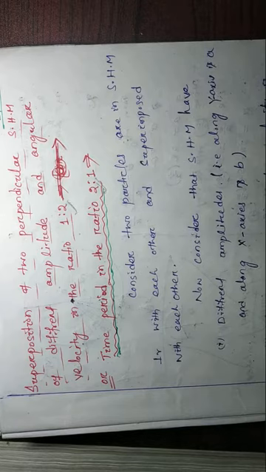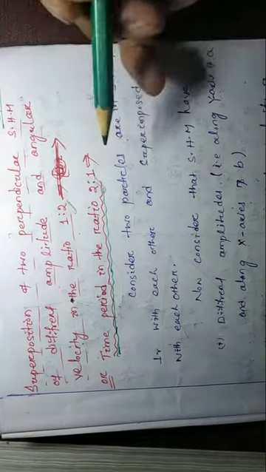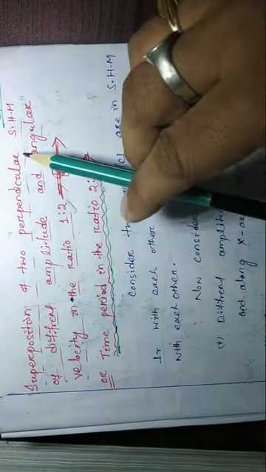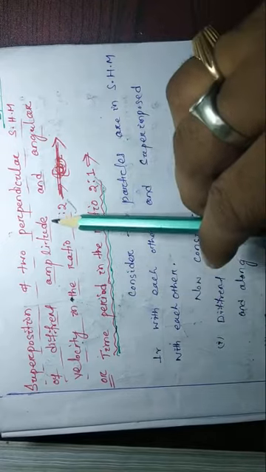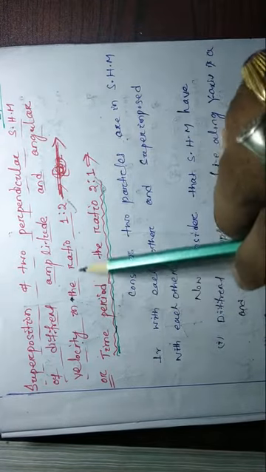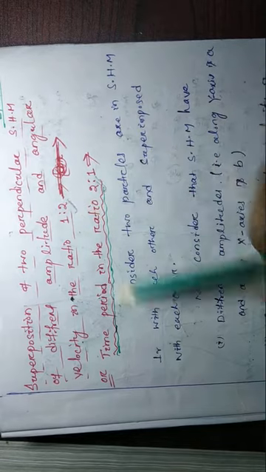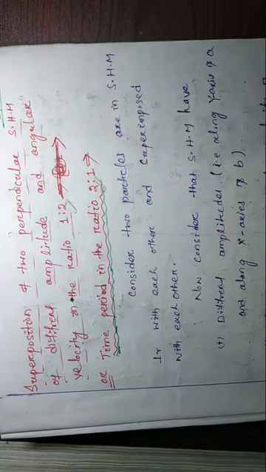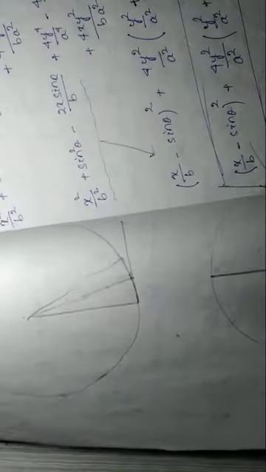Last class I gave this note that you have to write down, which is based on superposition of two perpendicular simple harmonic motions of different amplitude and angular velocity in the ratio of 1:2, or time period in the ratio of 2:1, and its corresponding Lissajous figure. Before that, we have to discuss its mathematical derivation, from which we can find the corresponding Lissajous figures, this one and also case 3.